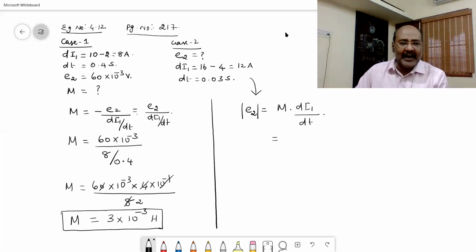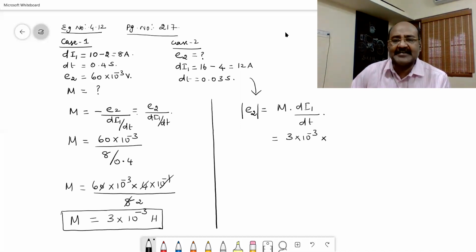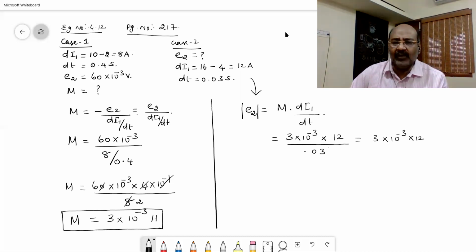In the previous case, we have calculated it as 3 into 10 power minus 3. So you substitute 3 into 10 to the power of minus 3 into the change in current, which is 12 ampere, whole divided by the time taken. What is dt? dt is 0.03. When I am cancelling this, I can write 3 into 10 to the power of minus 3 into 12 divided by 3 into 10 power minus 2.